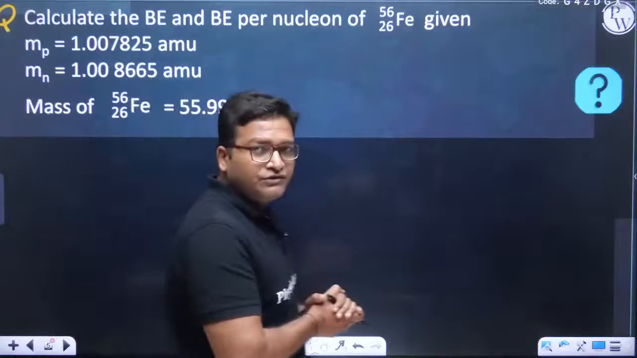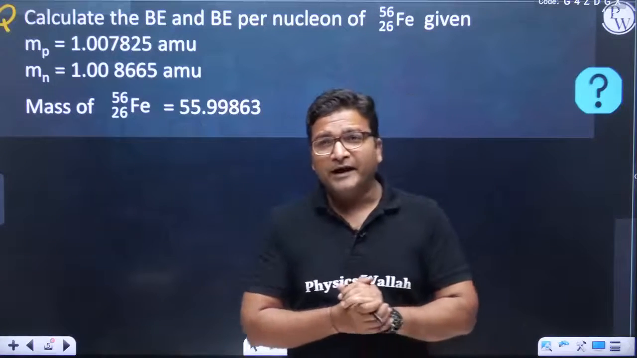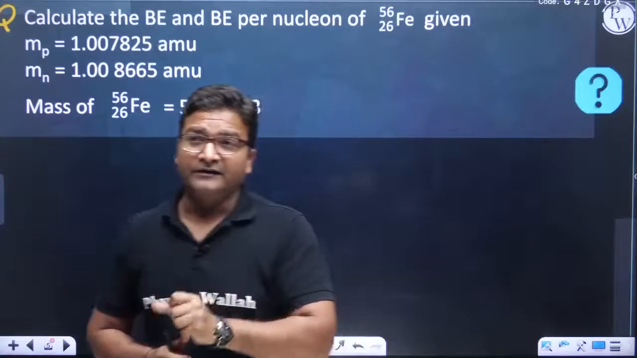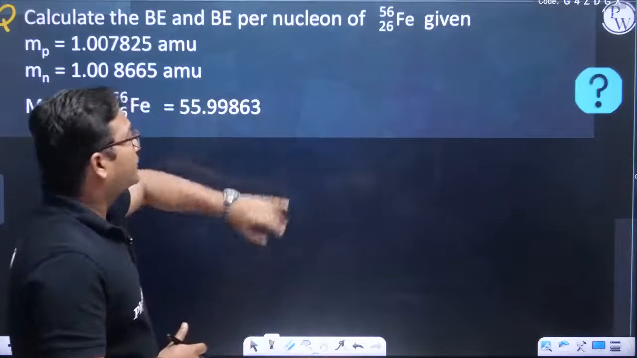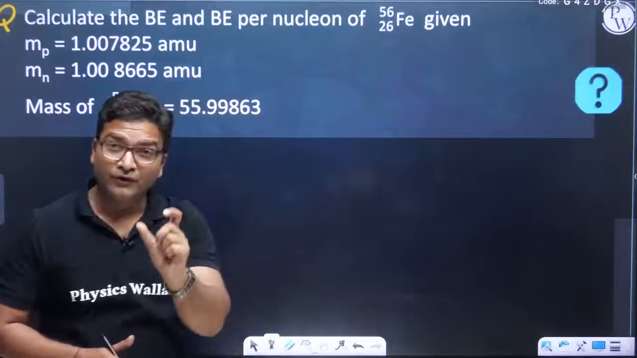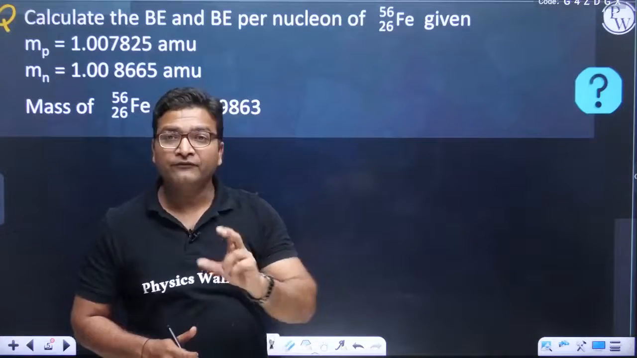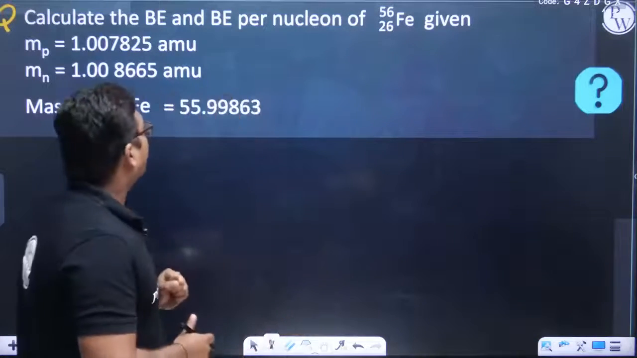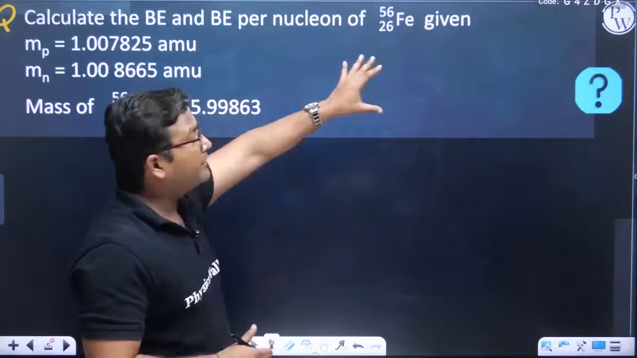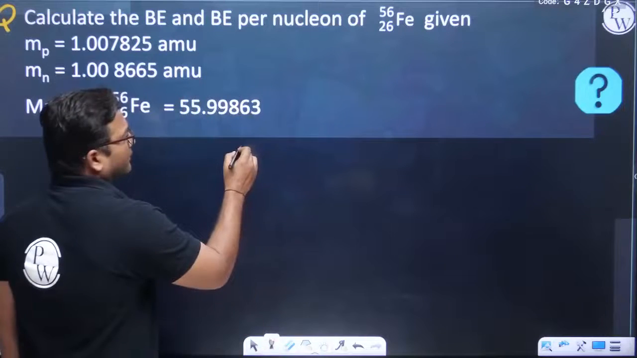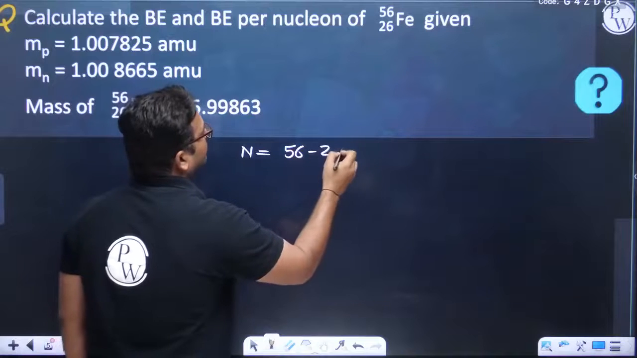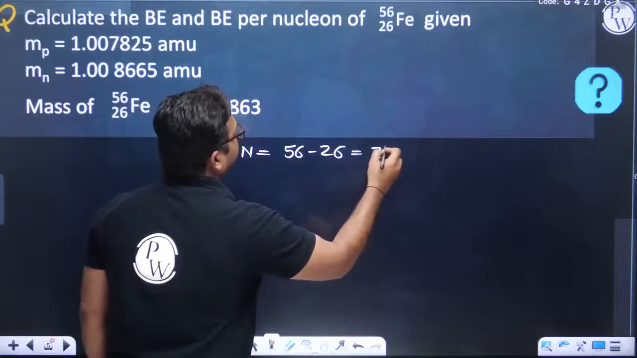So we have a question, and it says calculate the binding energy and binding energy per nucleon for iron atom. Okay, so iron nucleus. As we can see, the iron nucleus has 26 protons and 56 nucleons. And nucleons contain what? Protons and neutrons. So the number of neutrons would be the mass number 56 minus 26, that is 30.